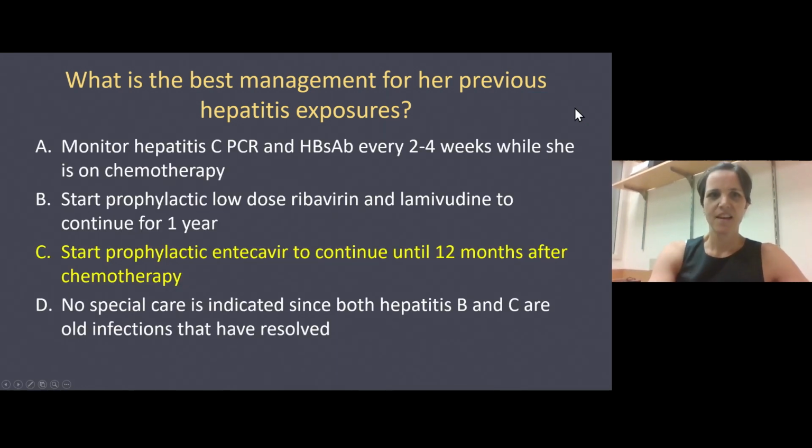There we go. So the answer is C. It looked to me like there was sort of a smattering between C and D. So let's talk a little bit more.